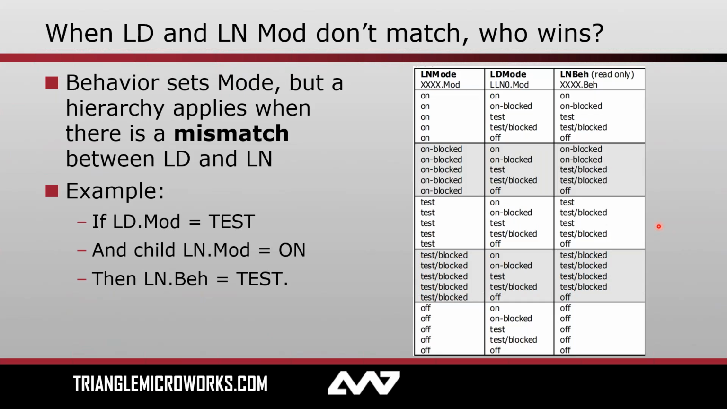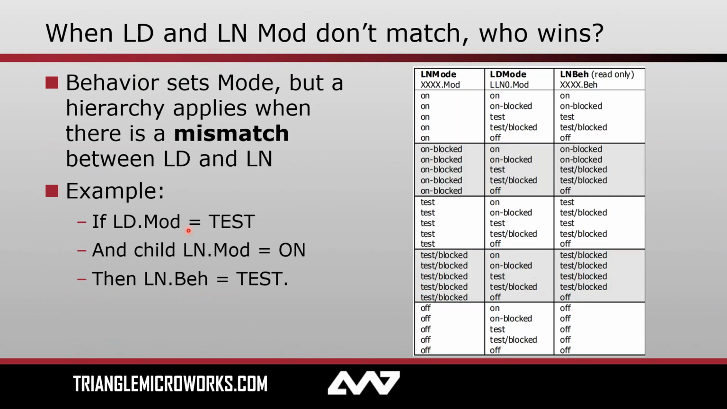Now, what happens when they don't match? As I said before, it's a little more complicated than mode and behavior always matching, and that's because of the hierarchy that I spoke about before. As an example, if I set my logical device to off, a logical device being the parent, logical node being the child, regardless of the state of my logical node, I guess that would actually be the bottom row in each of these four. If the parent is off, then the child is always off regardless.